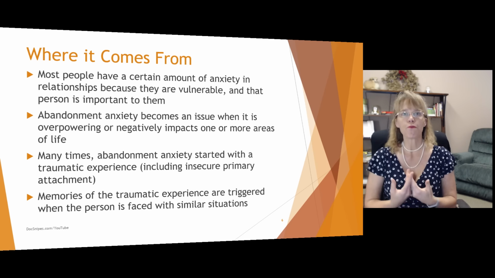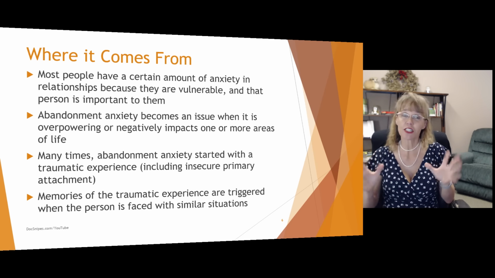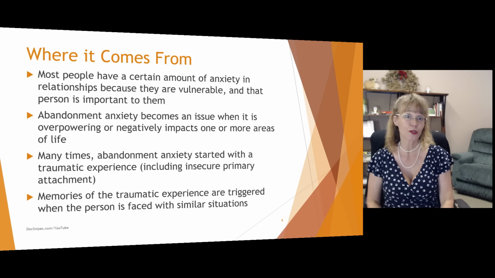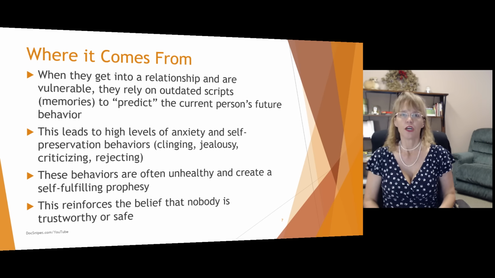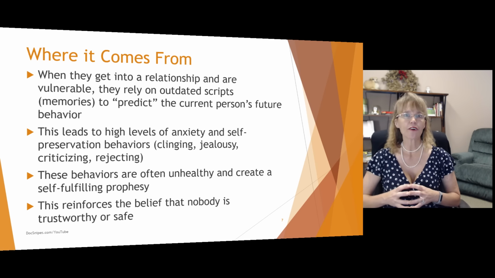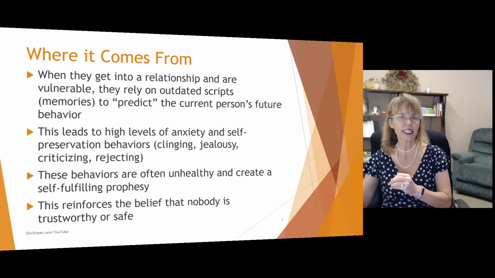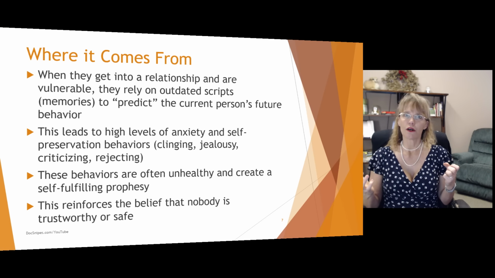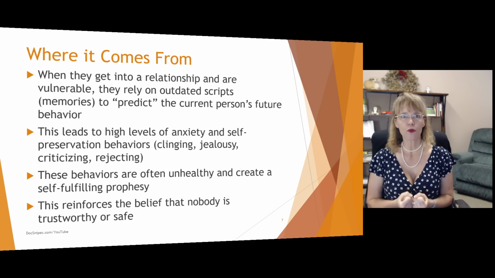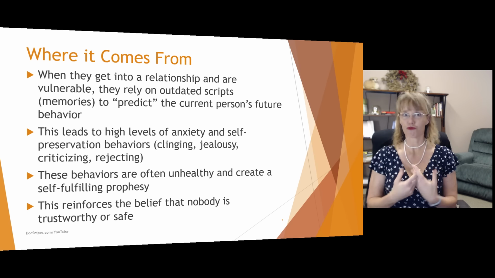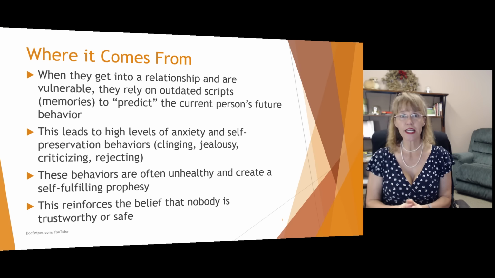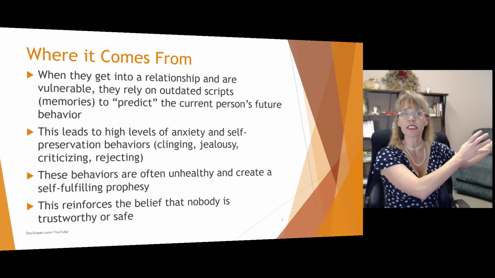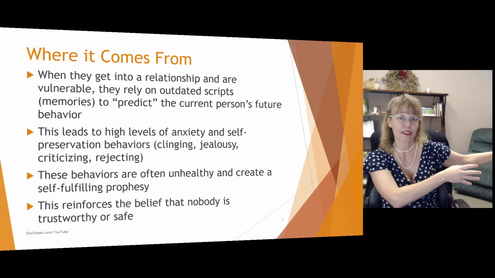or they're in a relationship and someone does something that reminds them of a prior relationship that ended badly, they default to those memories that they have, because those memories are kind of what guide our ability to predict the future. So when they get into these relationships and are vulnerable, they may rely on outdated scripts or memories to predict the current person's future behavior. And this is a big challenge when dealing with abandonment anxiety and just relationships in general: not holding your current partner or friend hostage for the mistakes that people in your past have made.